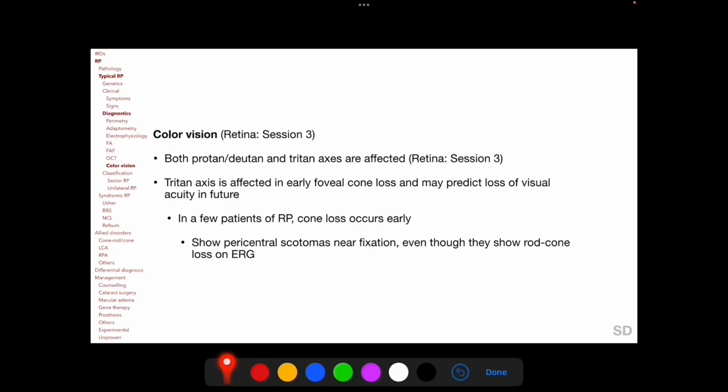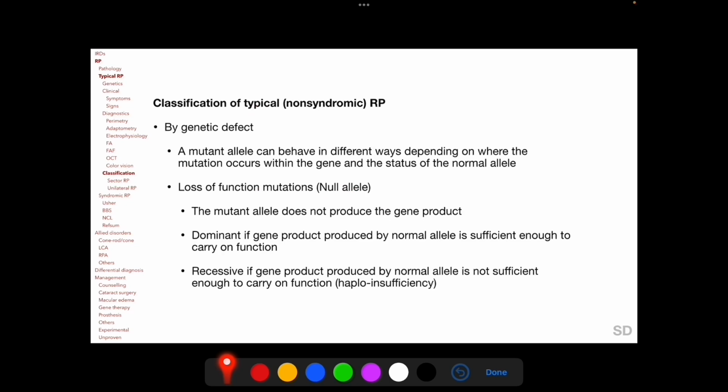Color vision testing with the Farnsworth-Munsell test shows that both protan-deutan, that is red-green, and tritan, that is blue-yellow axis, are affected in retinitis pigmentosa, and the tritan axis is preferentially affected in eyes with early foveal cone loss. Typical or non-syndromic retinitis pigmentosa can be classified based on the nature of the genetic defect, the mode of inheritance, the age of onset, or the pattern of retinal involvement.